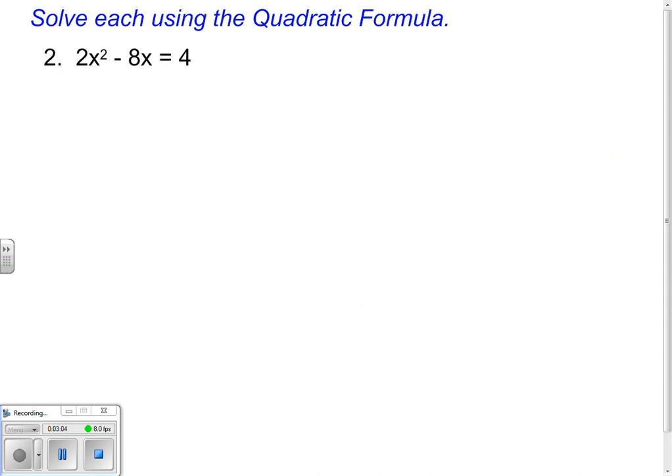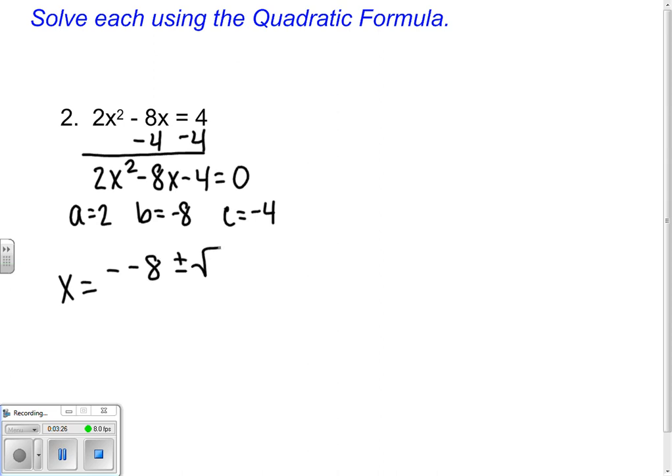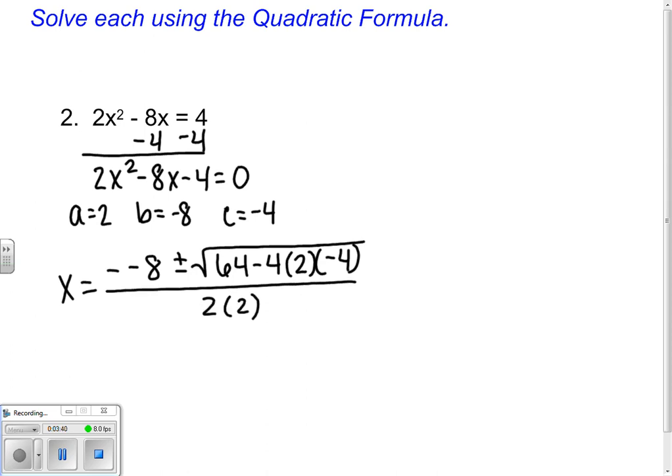All right, taking a look at number 2, I have to start by subtracting 4 from both sides. Minus 4 on both sides. And when I do that, on the left-hand side I'm going to make it 2x squared minus 8x minus 4 equals 0. So my a value is 2, my b value is -8, and my c value is -4. x equals negative b, which is -8, plus or minus the square root of b squared. -8 squared is a positive 64. Minus 4 times a, which is 2, and c, which is -4, all over 2 times a, which is 2.